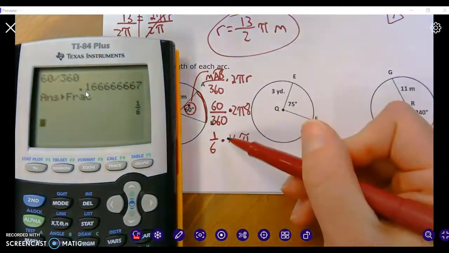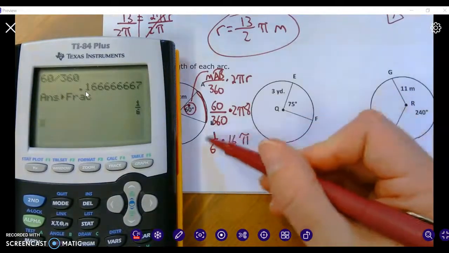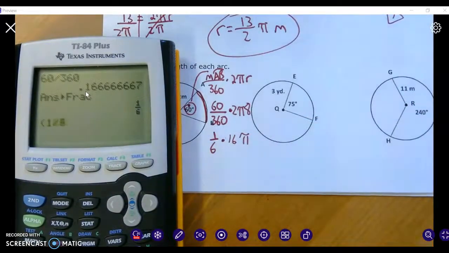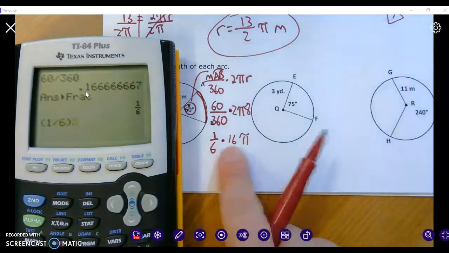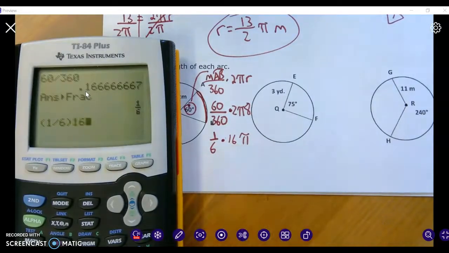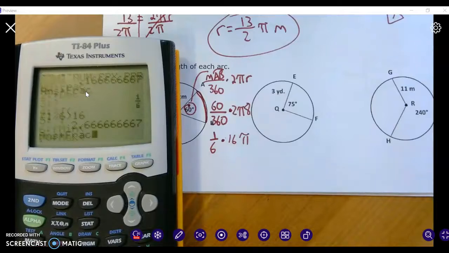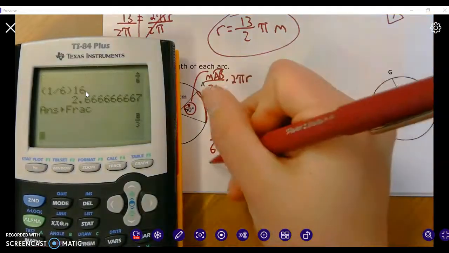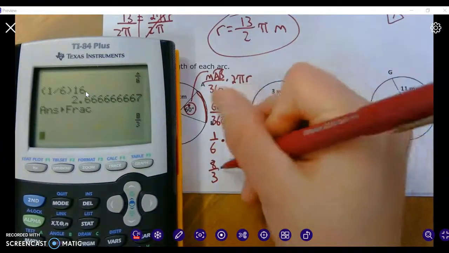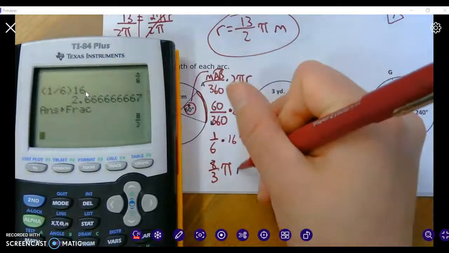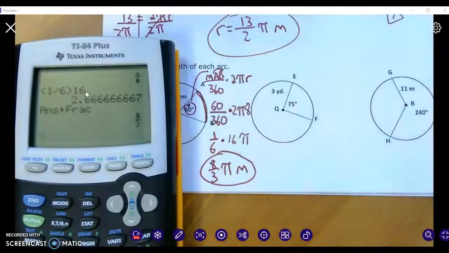Okay, and then our last step is to combine the fraction with the number. So I'm going to take that 1/6 that was right there times the 16. And again, it gives me a decimal, so I'm going to use the math button to change that to a fraction. So 8/3 pi meters.